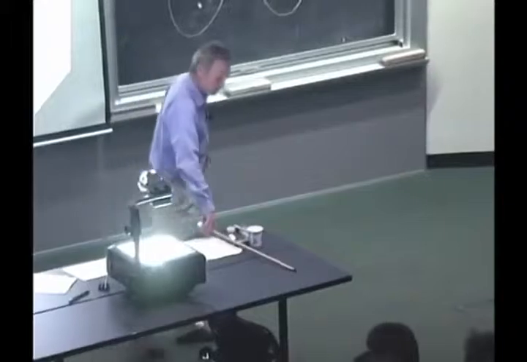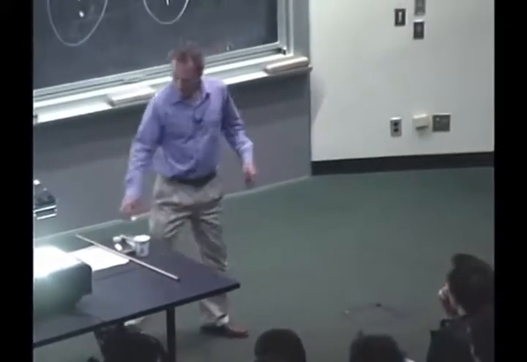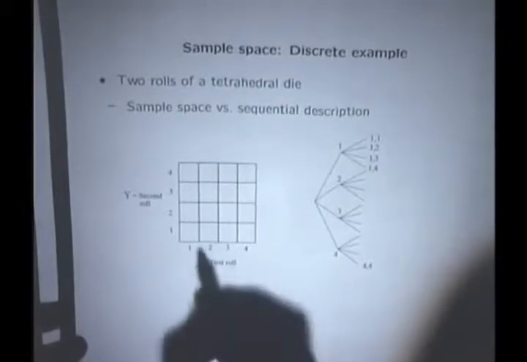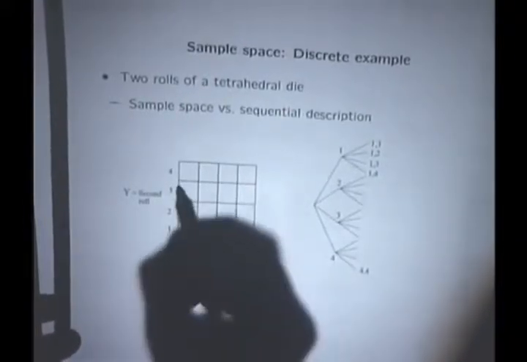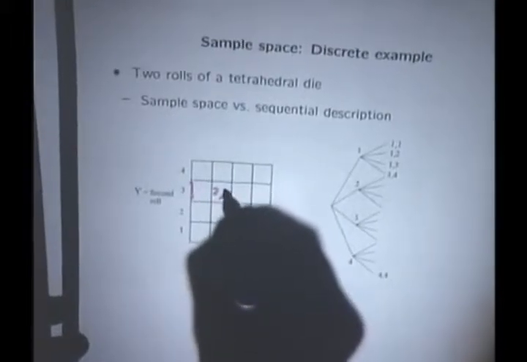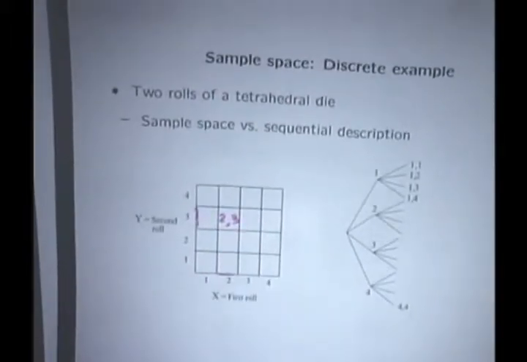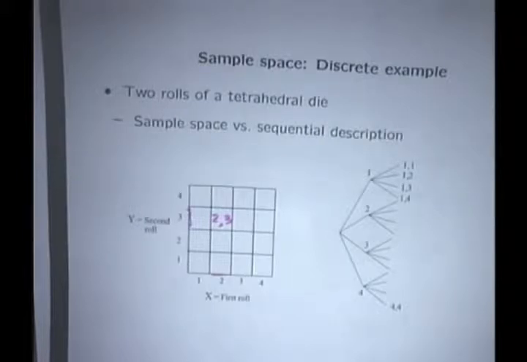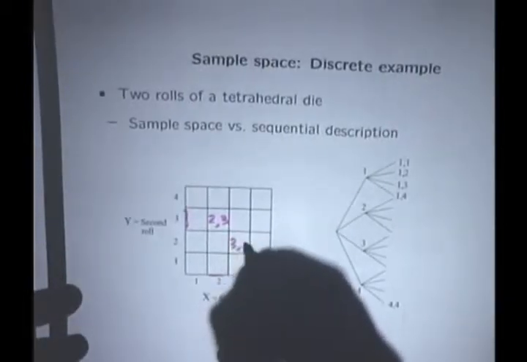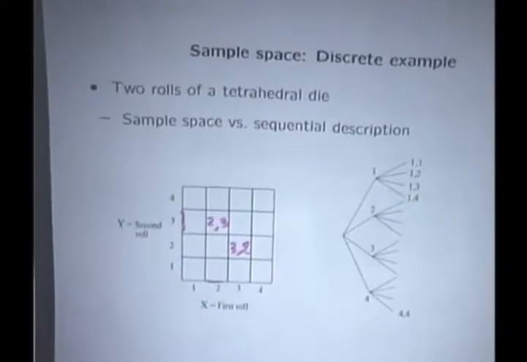Well, the sample space consists of the possible outcomes. One possible outcome is that your first roll resulted in 2 and the second roll resulted in 3, in which case the outcome that you get is this one, a 2 followed by 3. This is one possible outcome. The way I'm describing things, this outcome is to be distinguished from this outcome here, where a 3 is followed by 2.